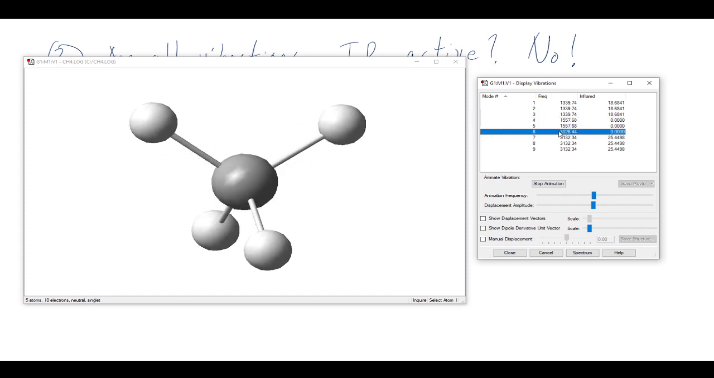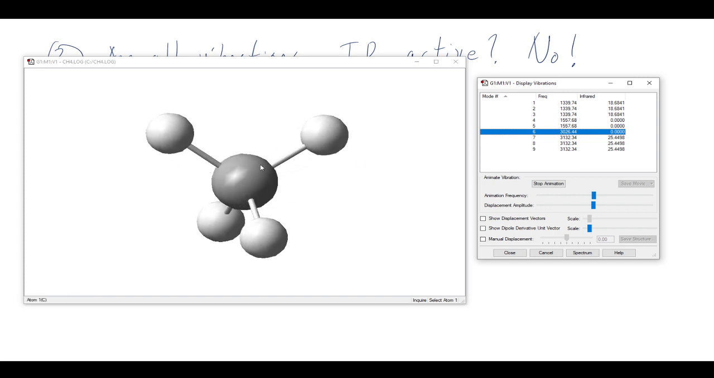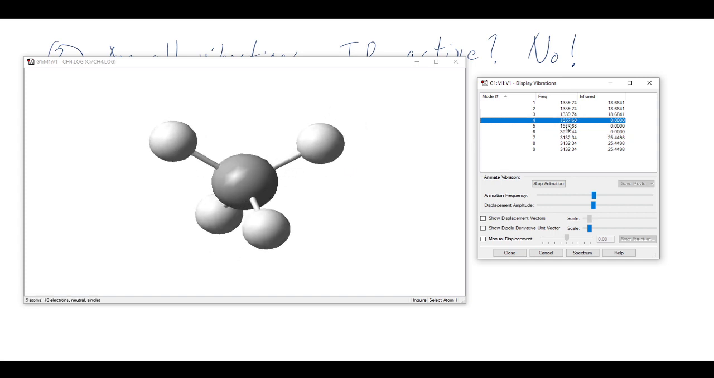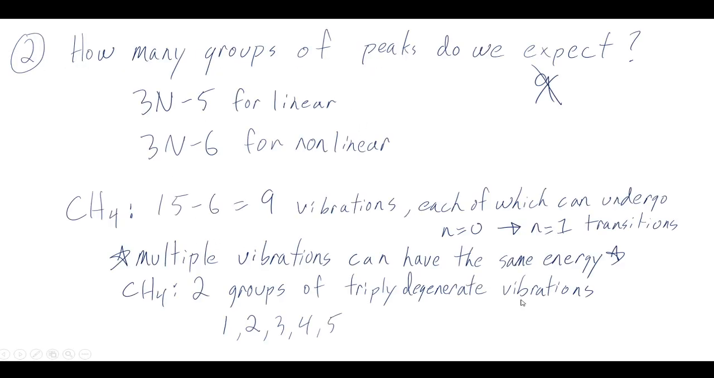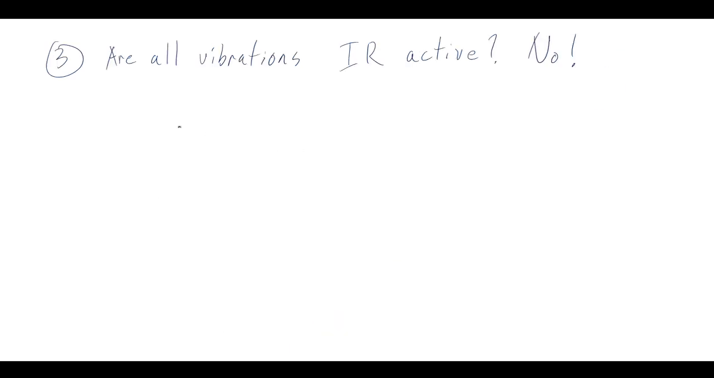Okay, this one, which is singly degenerate, also has no net dynamic dipole. And so these 3, 4, 5, and 6 here, which I was counting off as 3, 4, and 5, none of these have dynamic dipoles. So there must be a net change in the center of mass.